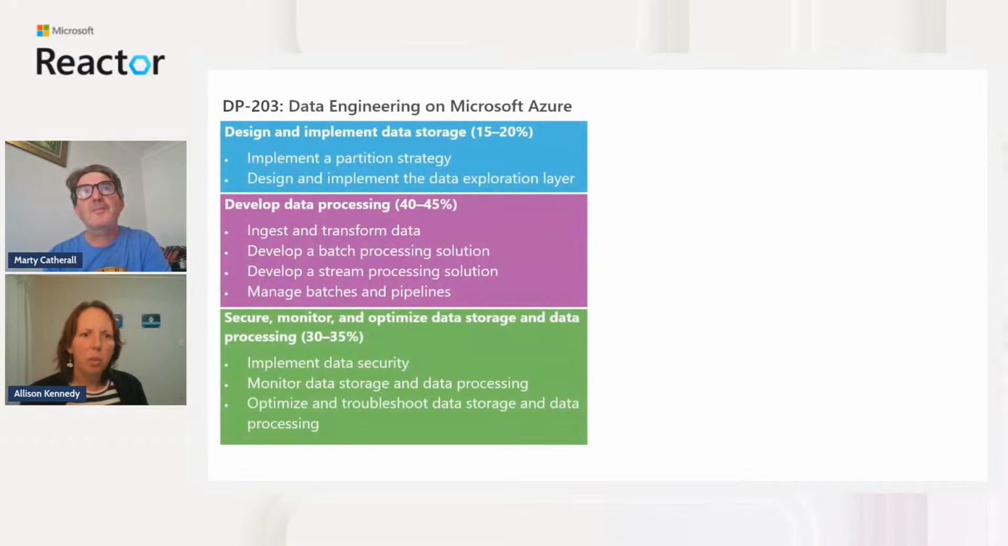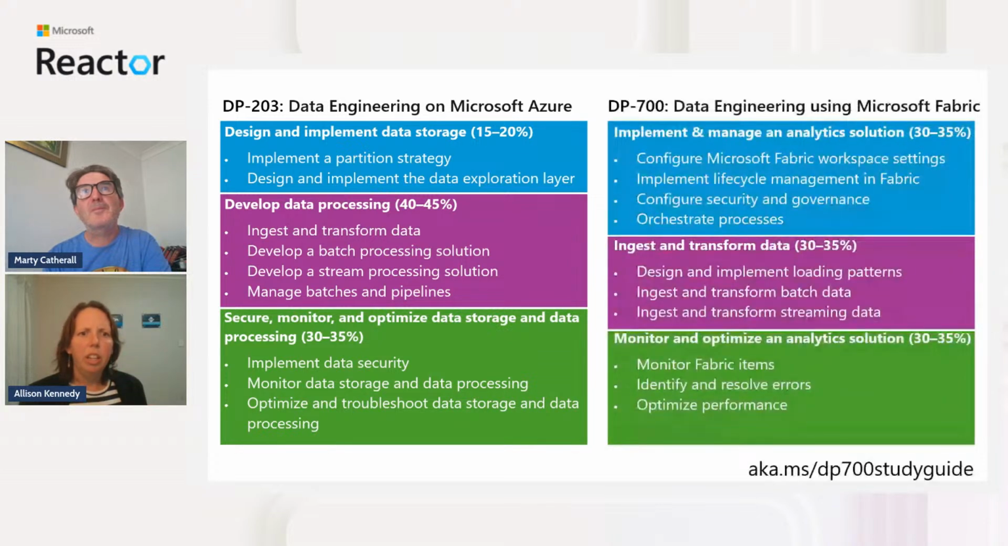So the DP-203 was broken down into 3 areas. DP-700 also broken down into 3 core areas, but streamlining more into that analytics engineering focus. Would you have any other insights to add, Marty, on kind of the differences between the two?